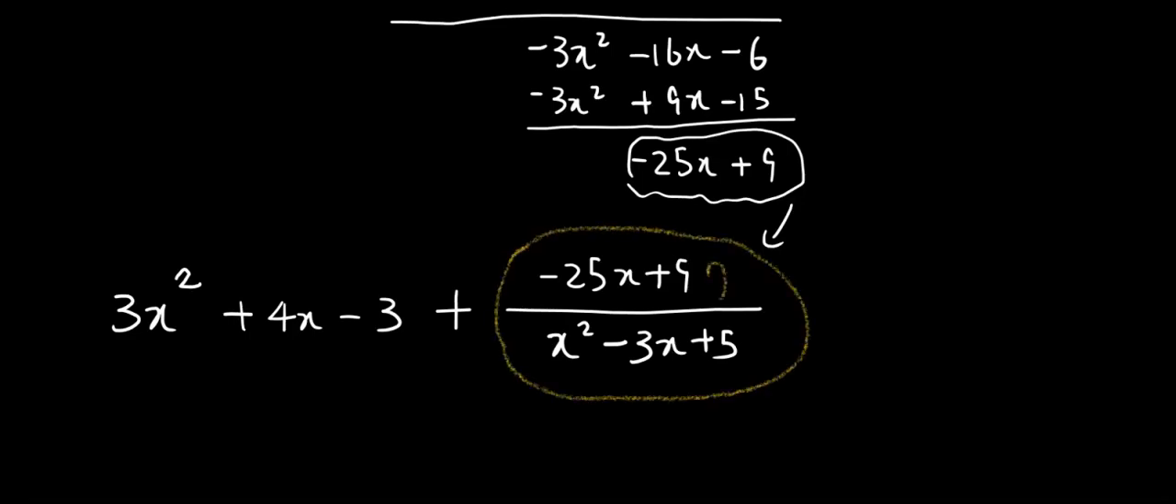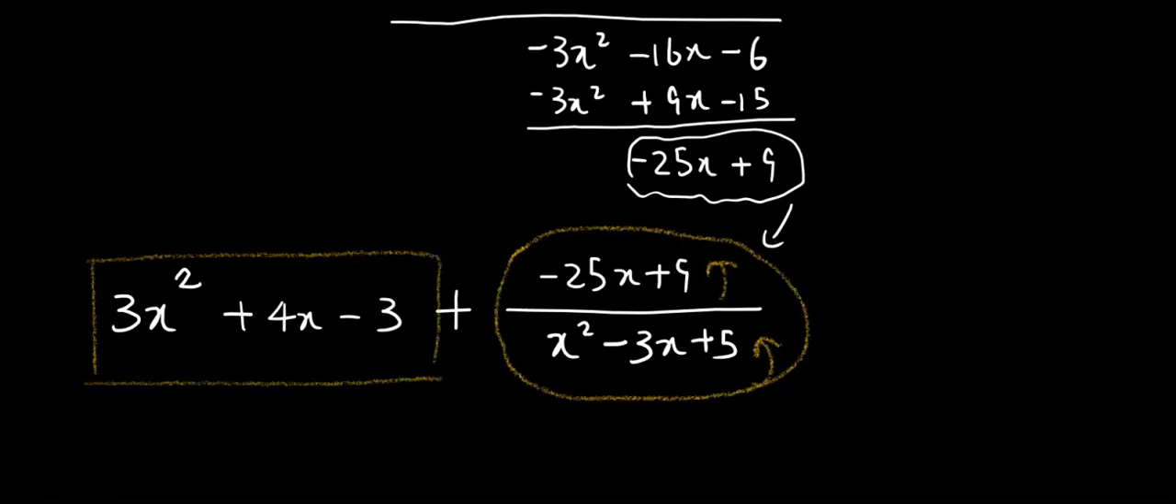The numerator is a remainder. The denominator is our divisor. And this is our quotient. This is how you do long division. Indeed, it is long. We already exceeded 6 minutes. But please don't leave, because I'm going to show you how to do synthetic division.